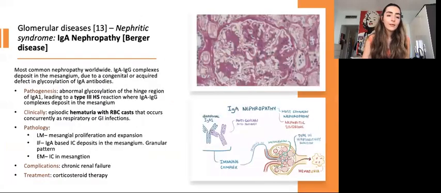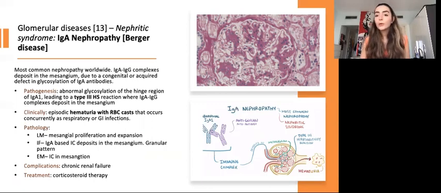And then the next one is IgA nephropathy, also called Berger's disease. The most common nephropathy worldwide. You have IgA and IgG complexes. So complexes of IgA with IgG together in the mesangium, which is due to a defect in the glycosylation of IgA. So the way it works, IgA1, which is a subtype of IgA, is normally glycosylated in its hinge region. With this glycosylation, the body is able to identify the IgAs.